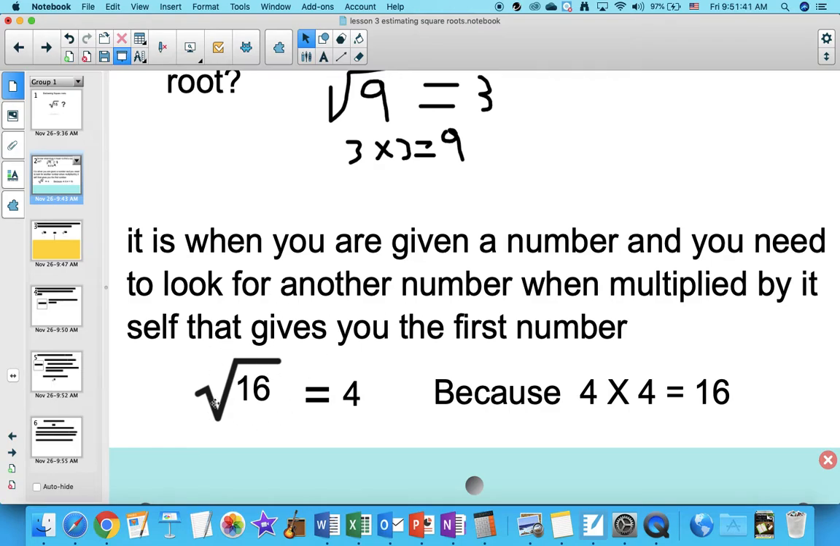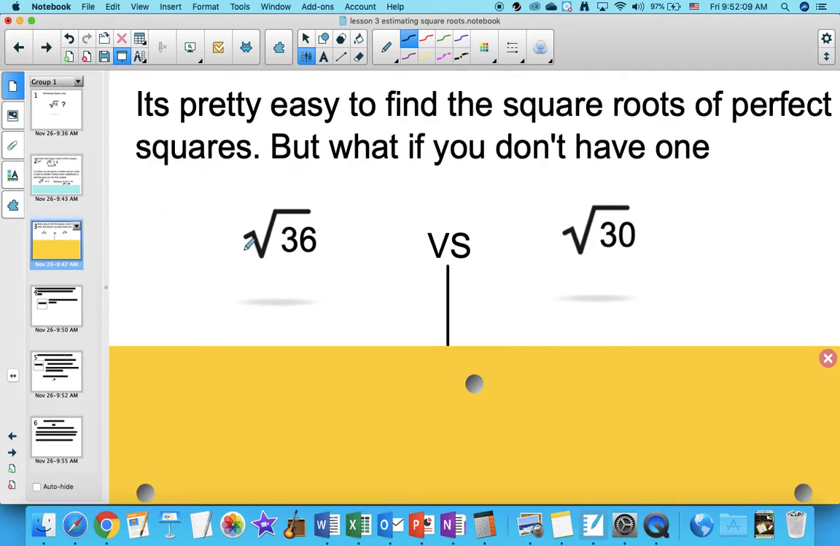So the square root of 16. What number multiplied by itself gives you 16? Well, 4. We can also rewrite this as 4 times 4 equals 16, or 4 squared, because that's the same thing. If you remember from our previous lesson, that little 2 tells you how many of this number you have. So this little 2 tells me I have 2 of these 4s, and I multiply them through.